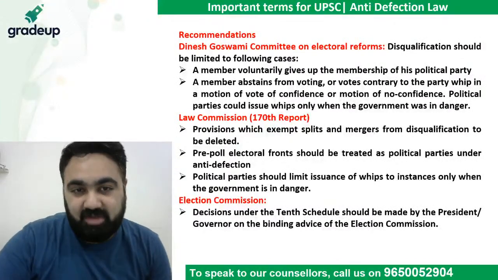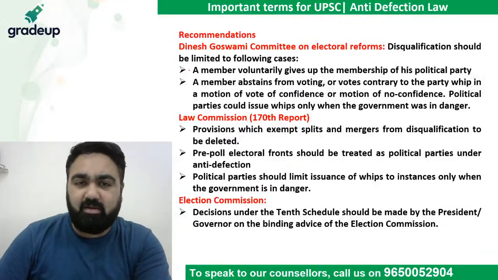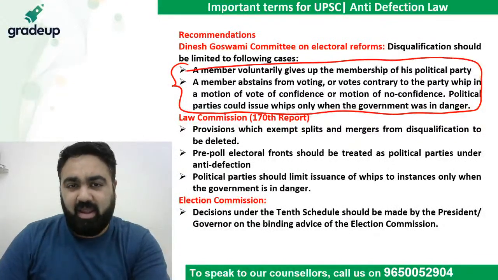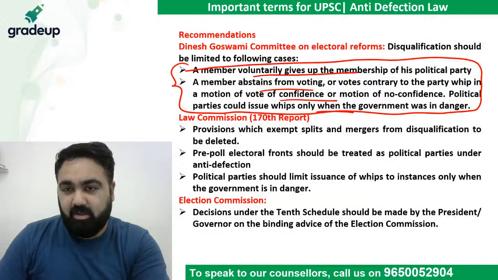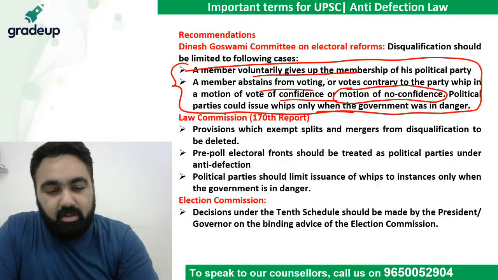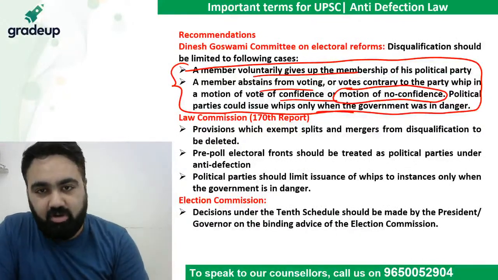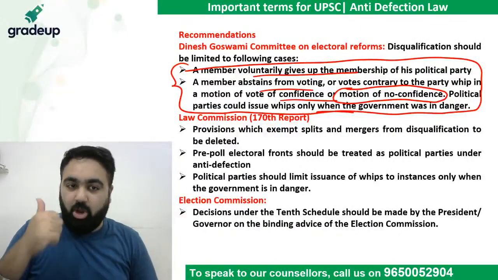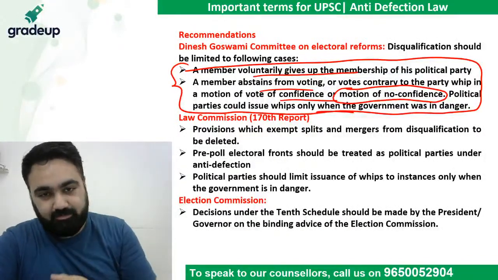There have been recommendations given by different committees. First, the Dinesh Goswami committee, which has suggested that only for two reasons should we disqualify a person. Number one, if a person gives up his membership, and second, if a person votes against the party, only when the government is in danger of falling down. It means the Dinesh Goswami committee suggested that people should be allowed to vote in whatever way they want. They should not be forced to vote for their party, only and only if the government itself will fall down if they don't vote for it. So that is their suggestion.